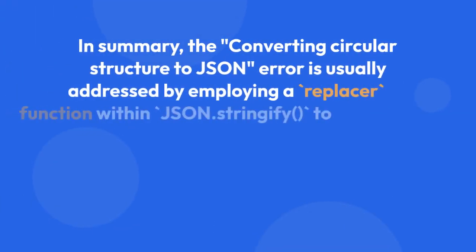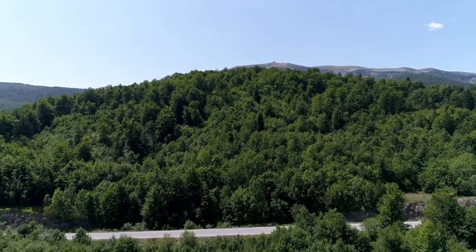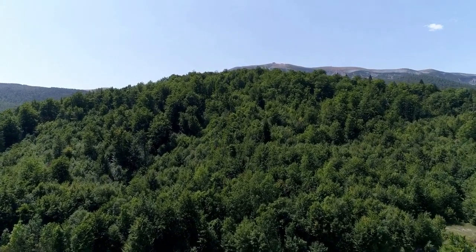In summary, the "converting circular structure to JSON" error is usually addressed by employing a replacer function within JSON.stringify to intelligently omit problematic parts of the object during serialization, or by restructuring your data to avoid circular references altogether. Remember to choose the approach best suited to your specific situation and data structure.